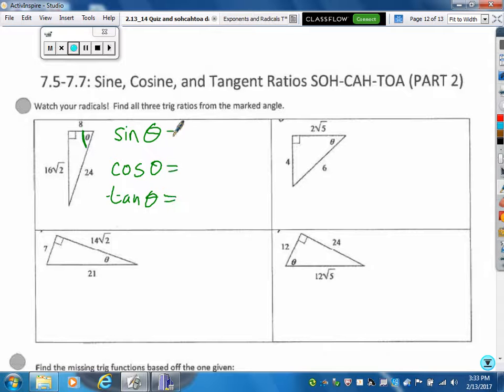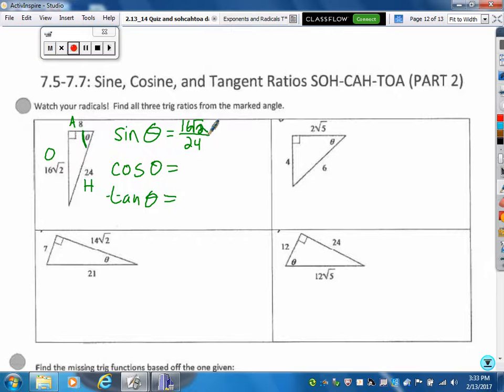So remember what we got to do here. For sine, that is our O over H. So let's label our sides. Across from our right angle is our hypotenuse. Across from our theta is the opposite side, and then closest to that is adjacent. So my O over H is 16 root 2 over 24.